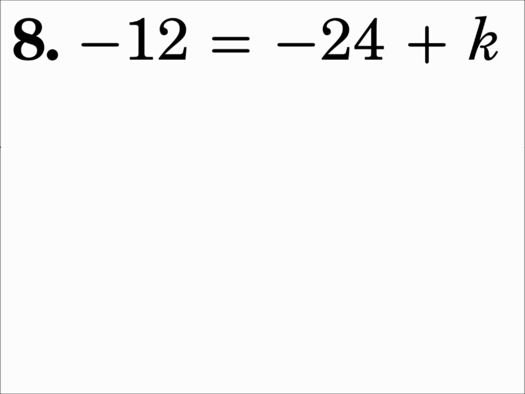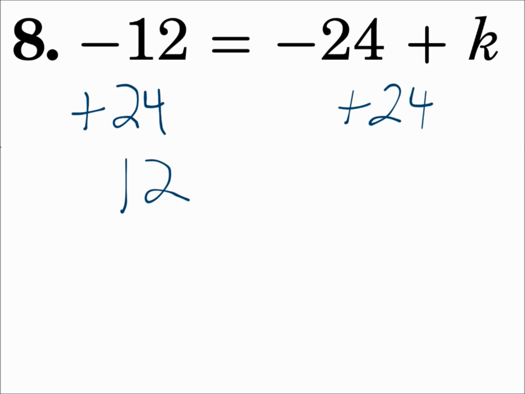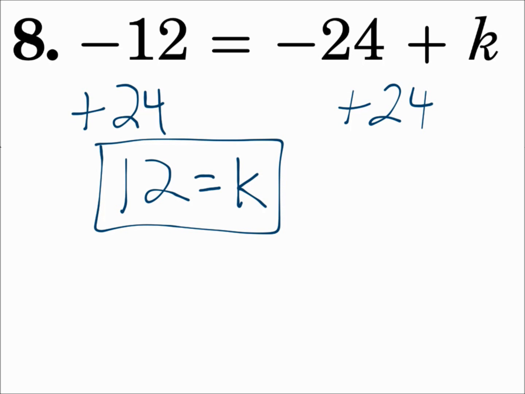Number 8, negative 12 equals negative 24 plus k. The negative 24 is added to the k, but look at the sign in front of the 24. It's a negative. The opposite of a negative 24 would be to add 24 to both sides, because negative 24 plus 24 is 0, and that makes it cancel. Negative 12 plus 24 is 12 on the left, and you have k on the right. Always do the opposite.